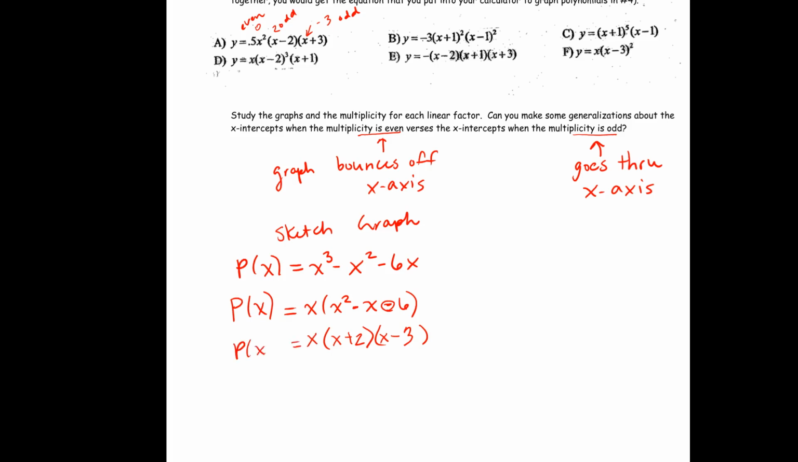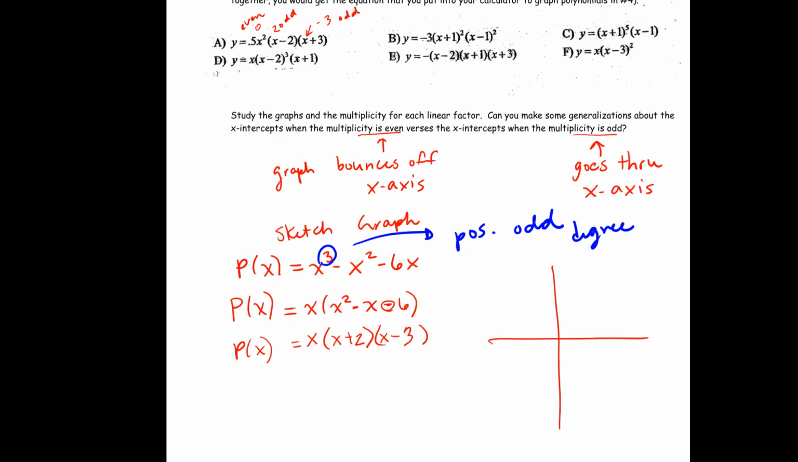Okay, let's put this all together with what we just observed with our partner. If I create a graph, I'm going to do this in blue to show that it's different. This was a positive odd degree. So what is going to be the end behavior if I do arrows? Is it going to go down, up, or up, down? Down, up, because it's positive, so it's going to go down, up.